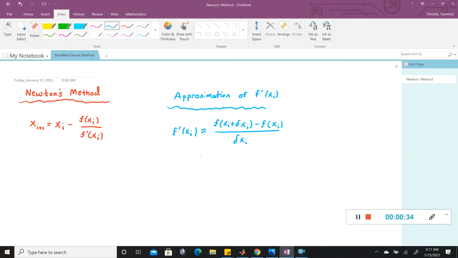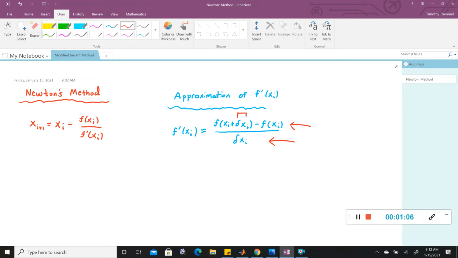And here is one way. There are many slight modifications to this that we could use to approximate the derivative at x sub i, but this is one of them. What's going on here is in the numerator we have our change in y, and then over our change in x. You can see the change in x right here. We're using delta times x sub i.